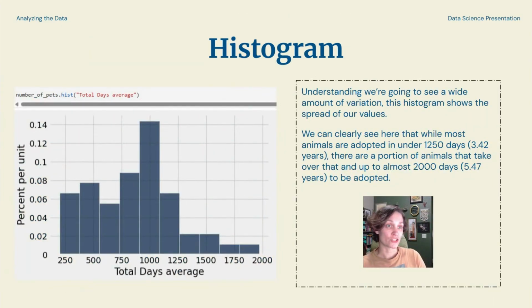So let's look at our first chart, our histogram. We're understanding we're going to see a lot of variation. Our standard deviation told us that. But we can clearly see here that while a lot of our animals are adopted in under 1,200 days, about 3.4 years, there's a portion that took just under 5.5 years to be adopted, or 2,000 days.